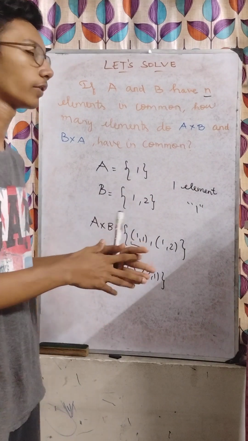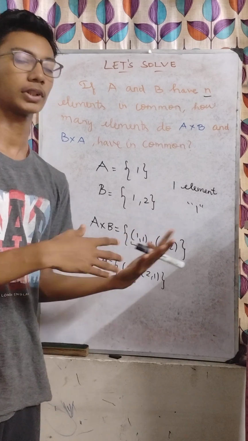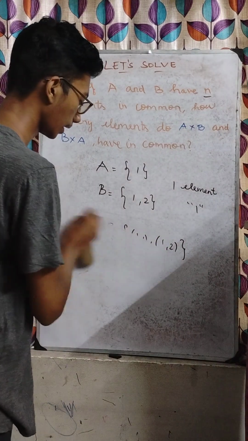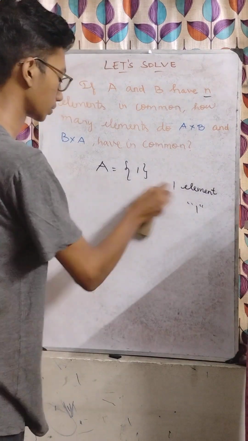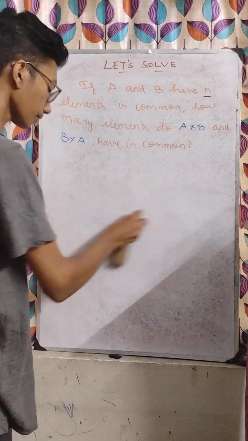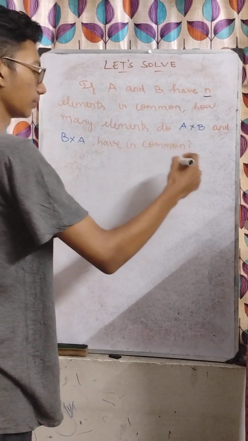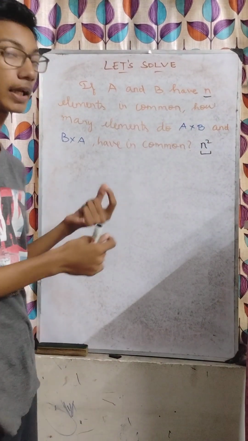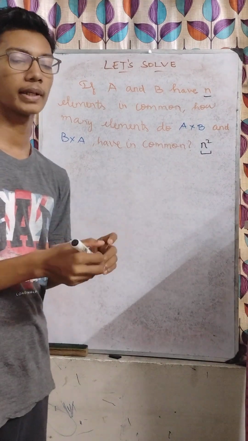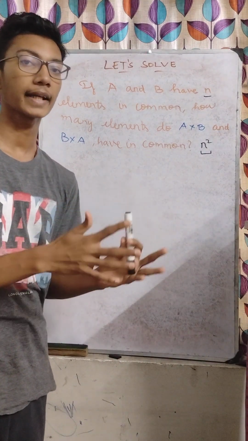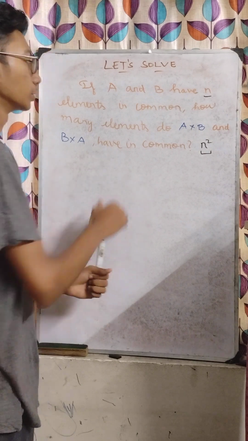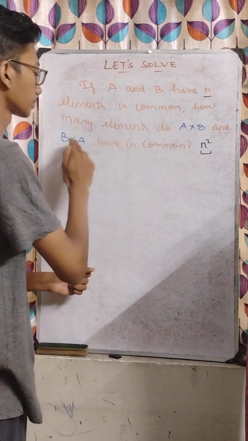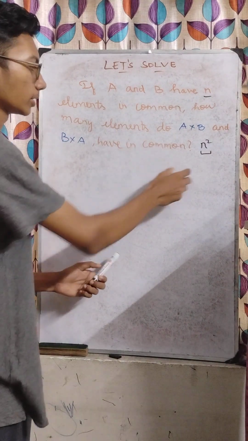Now what will happen if we have n elements, like 2 elements, 3 elements, 4 elements? The number of common elements will be n square. So if A and B have n elements in common, we do not care how many elements A and B have, we just care about how many of them are common. So if A and B have n elements in common, the number of elements A cross B and B cross A have in common is n square.